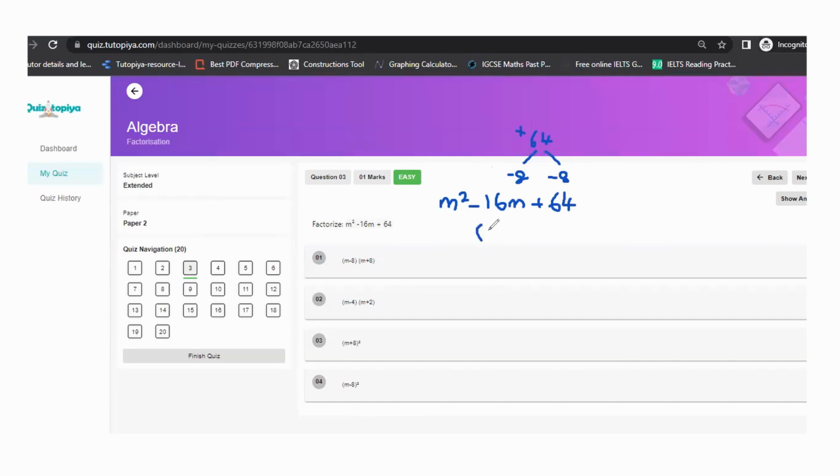So we can write it as x minus 8, which makes x minus 8 squared. Okay, so the right answer would be the fourth option.